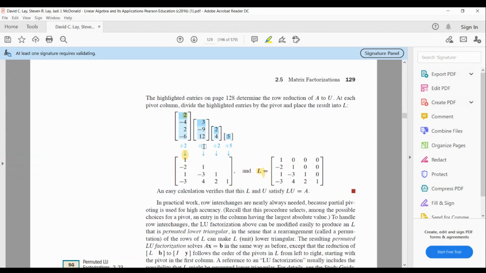So the same row operations that got the first column of the matrix A in echelon form are the same row operations that are going to get the first column of the matrix L to the identity matrix. And so that's what we're doing.